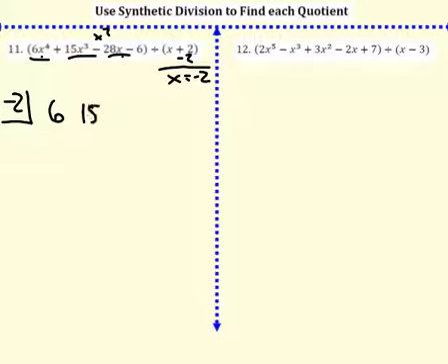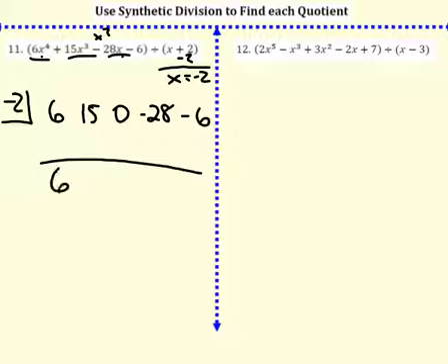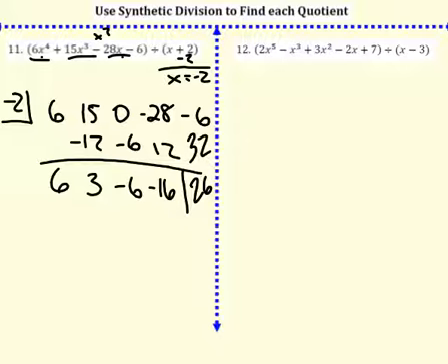So you do 6, 15, 0, negative 28, and negative 6. That does not give me enough room. Drop the 6. You're going to have 6 times negative 2 is negative 12. This is going to be 3. 3 times negative 2 is negative 6. Negative 6 dropped is negative 6. This is going to be a positive 12. 12 and negative 28 is negative 16. Negative 16, which is a positive 32, which makes this 26.